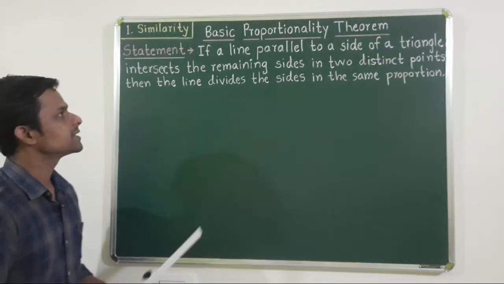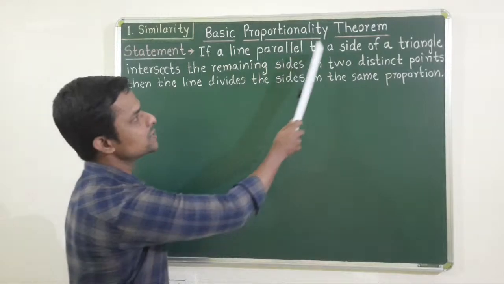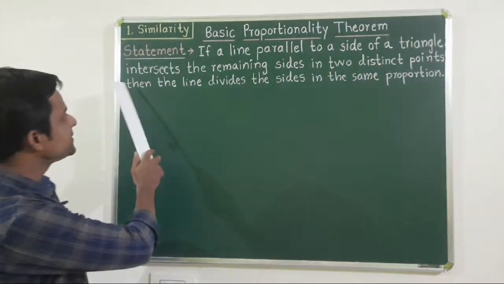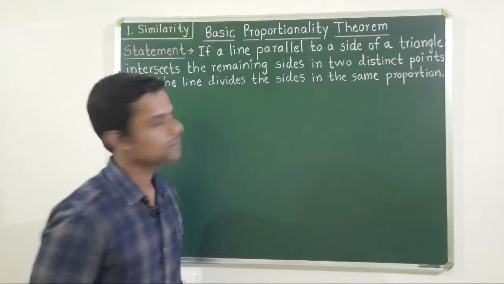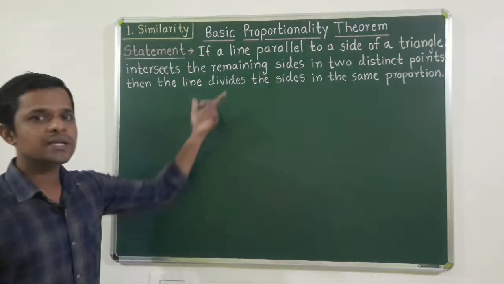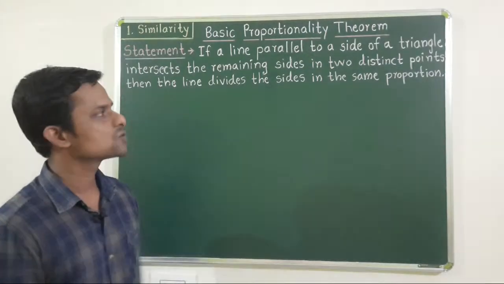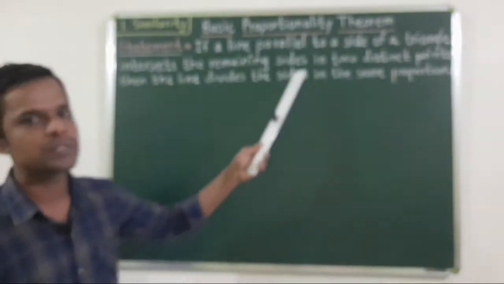The statement of this theorem is: if a line parallel to a side of a triangle intersects the remaining sides in two distinct points, then the line divides the sides in the same proportion. This is the statement of this theorem. Now the first step to prove any theorem is to draw a proper diagram. Here we have to draw one triangle and then do some construction according to this statement.